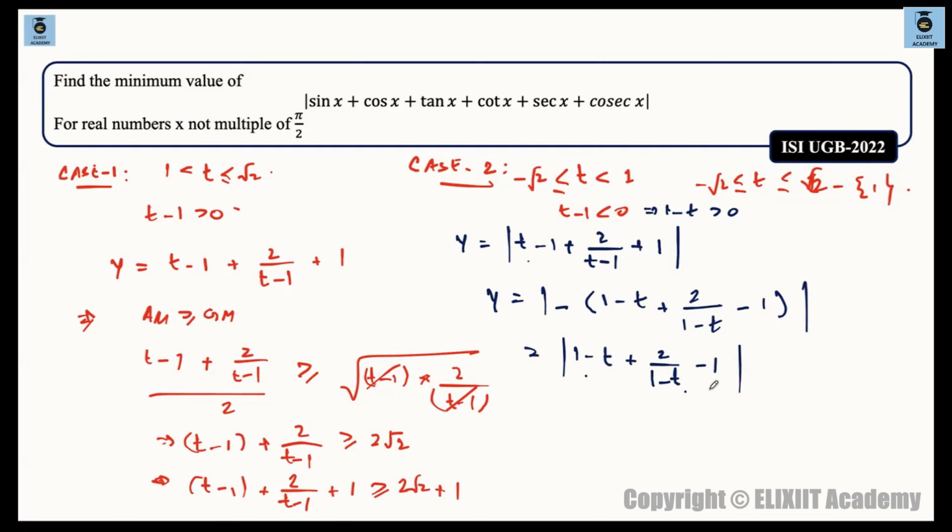Now what I do is simplify this thing using AM-GM once again. You can all figure out from here itself. 1 minus t is positive, the entire thing is positive, so y will be how much? y will be 1 minus t plus 2 upon 1 minus t, again using AM-GM.